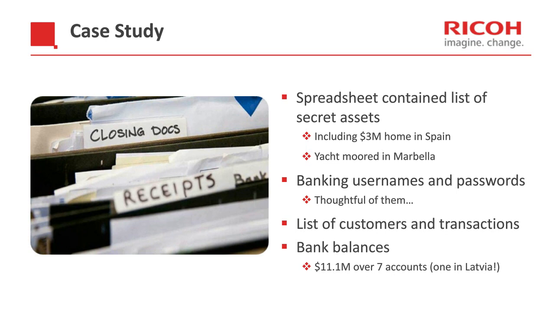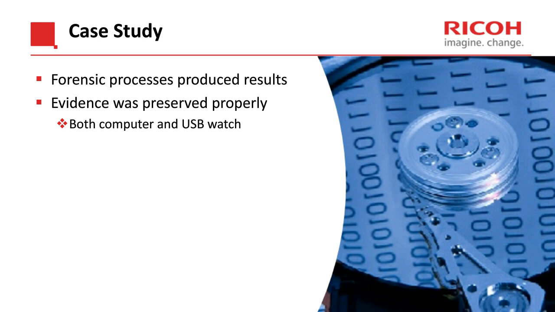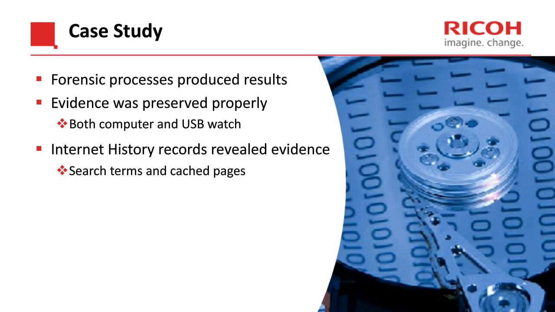Also, there was $11 million in several accounts, and one of them was in Latvia, which just confirmed what we'd found scraping internet history. So really, the forensic processes really did produce results. The full forensic image allowed recovery of deleted files. The evidence was preserved properly because this became evidence. Internet history records revealed lots of evidence that really helped us get to the truth. Deleted files were critically important because without those we wouldn't have known some of the information that we learned.